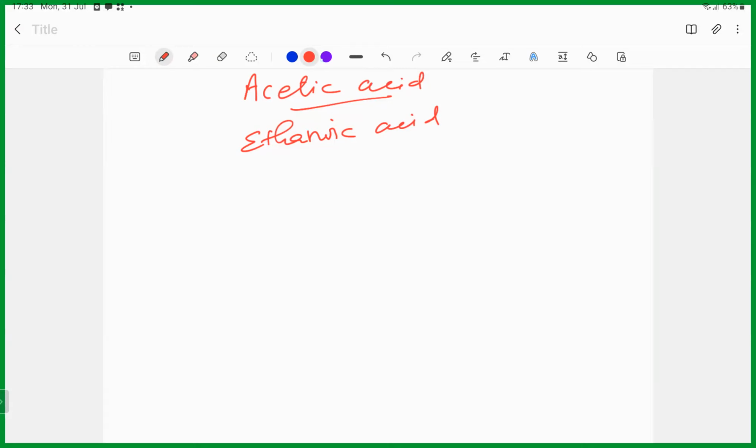For the carboxylic acid, the functional group is C double bond O, OH, or otherwise we can write it as COOH. So this is known as carboxylic acid. It is the functional group for the carboxylic acid. Then they are saying ethanoic acid. Ethanoic acid means ethane, so how many carbon will be there totally? 2 carbon. So the carboxylic acid contains 1 carbon, and with that you should have another carbon. Totally it should have 2 carbon.